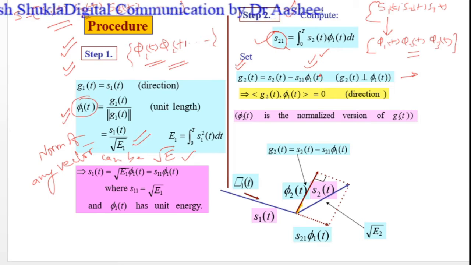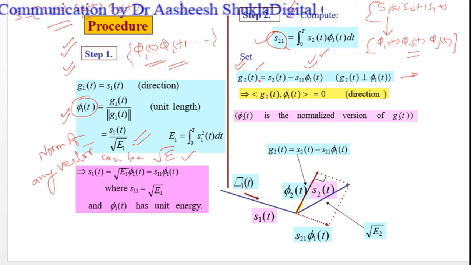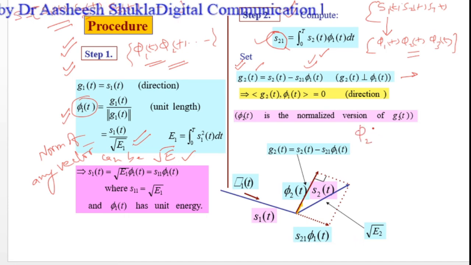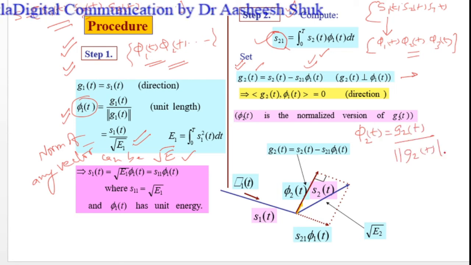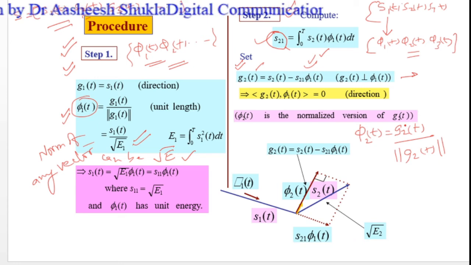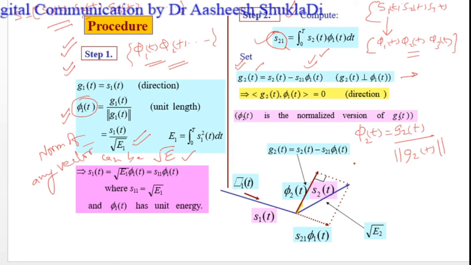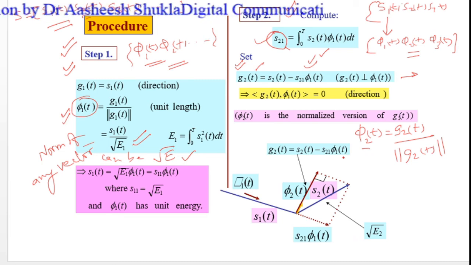So if we have to find only an orthogonal vector, then G2(t) is our answer, right? But we have to normalize it also. So to get phi 2(t), we simply take G2(t) and divide by the norm of G2(t). It is as simple as that. Phi 2(t) is equal to G2(t), which is orthogonal to phi 1, and now we normalize G2(t) by its energy. So G2(t) divided by the norm of G2(t) will be our phi 2(t), and so on.